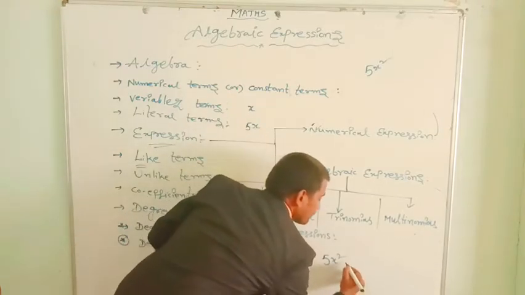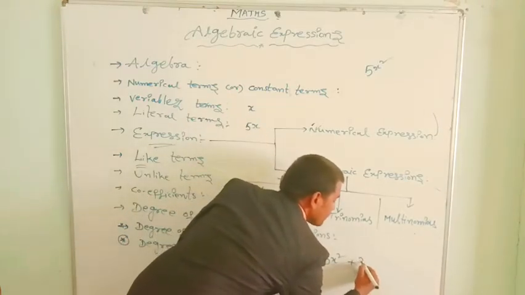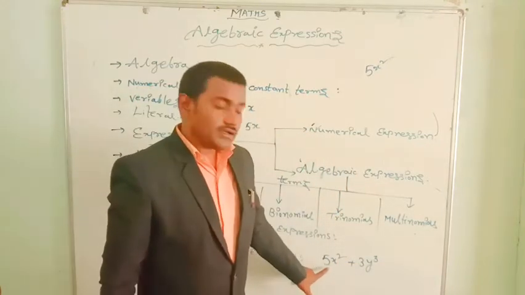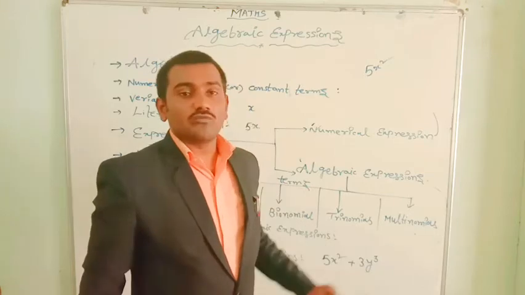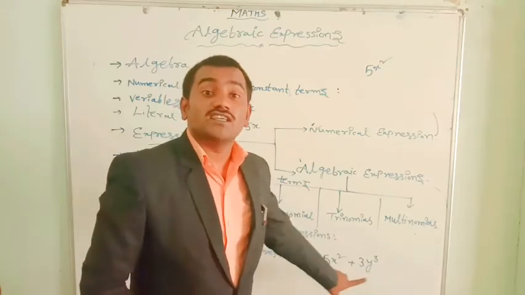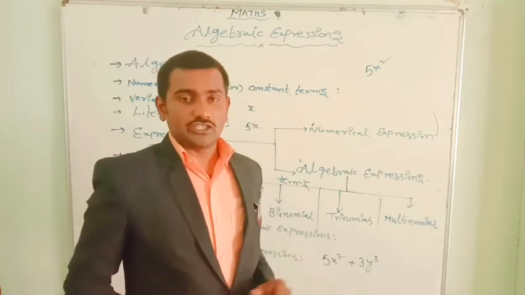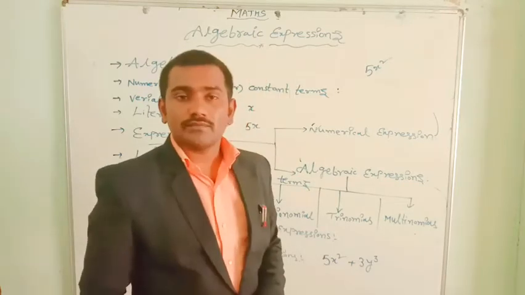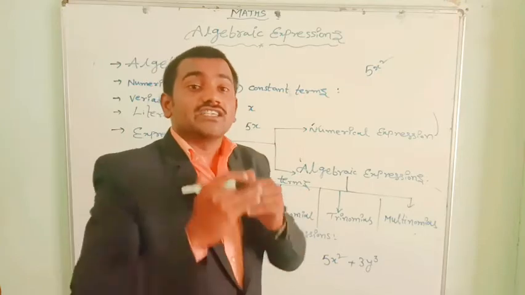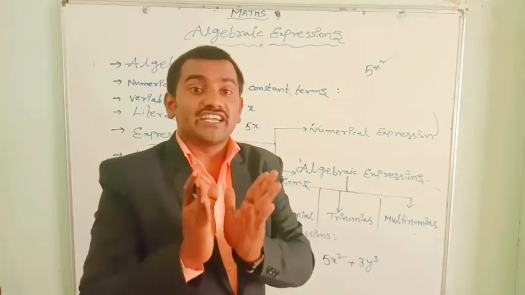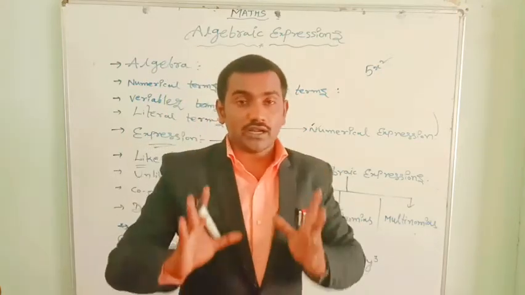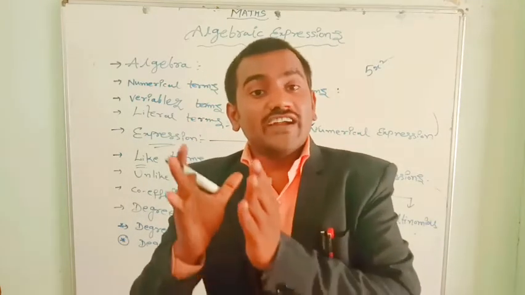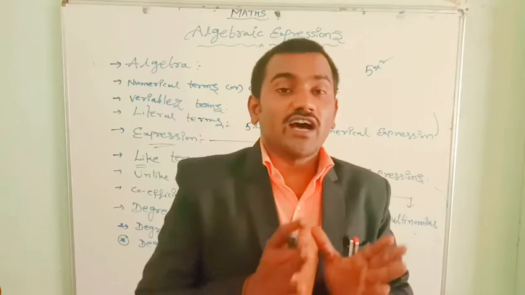Now, 5x square plus 3y to the power of 3. What is the degree of this algebraic expression? Simple. The highest degree among the terms of this binomial is known as the degree of the algebraic expression. Remember, children, the highest degree of a term is known as the degree of an algebraic expression.